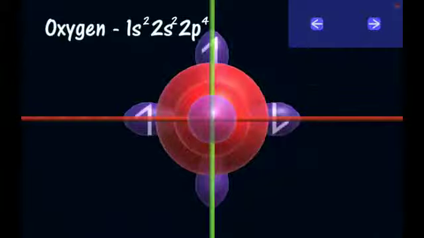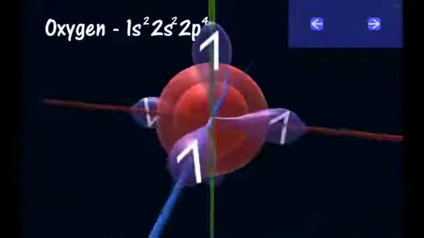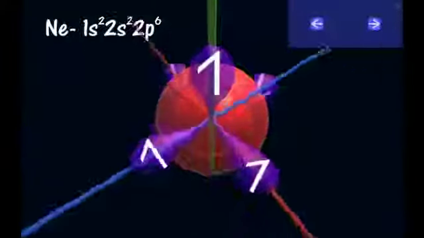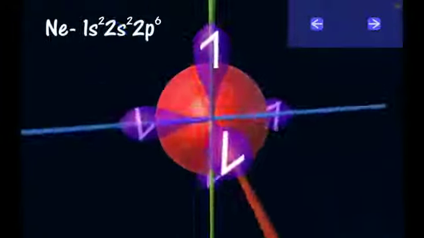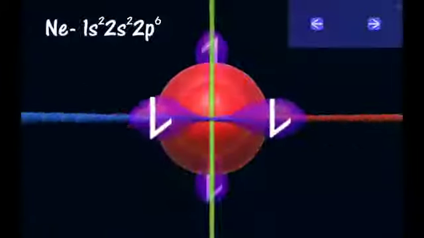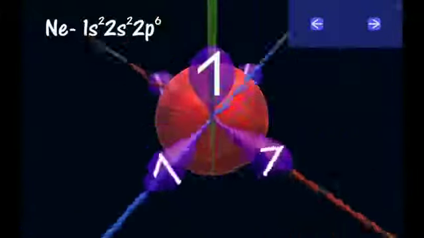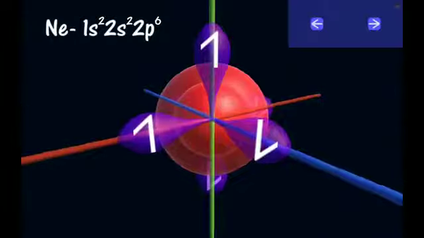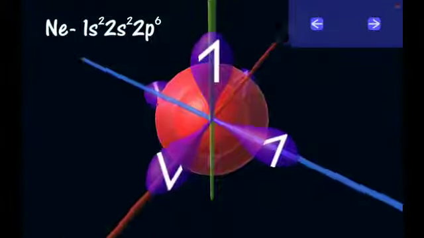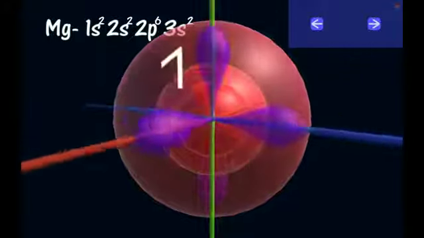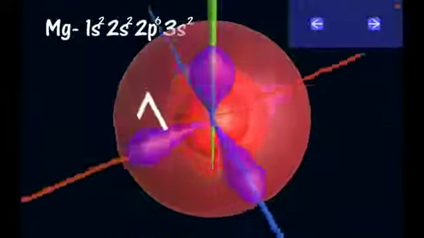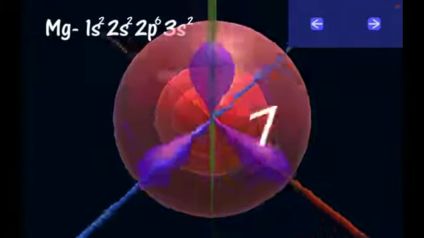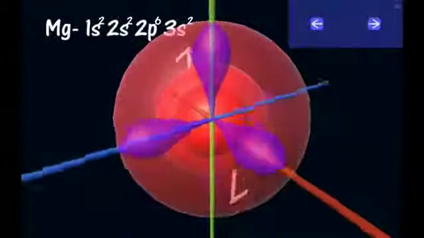Now this was carbon, and now let's check oxygen. More complicated. Now let's check neon. You see the 2p6, that means the p sublevel is completely full. All the px, py, pz are full. Only the outermost electrons are shown in the diagram. Now we have magnesium. You see, it's really very complicated. You can see 3s has come into place. So together all the orbitals look like this.